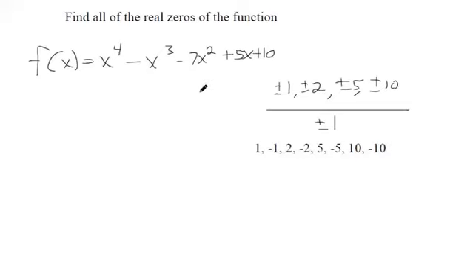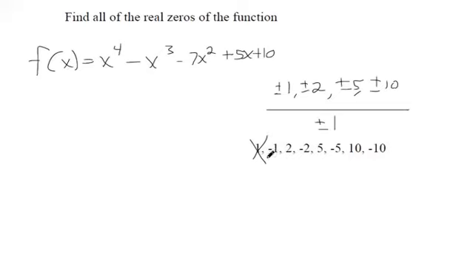What you really need to do is start off by finding at least one of these that works. Which means plug in 1, see if it makes 0, and if it doesn't, forget about it. We'll look for another one. So if I plug in 1, 1 to the fourth is 1. 1 minus 1 makes 0. 0 minus 7 is negative 7. Negative 7 plus 5 is negative 2. Negative 2 plus 10 makes 8. That doesn't make 0, so that's not one of our zeros.